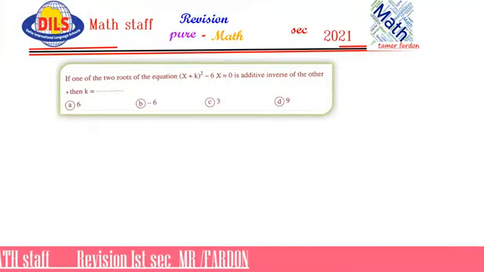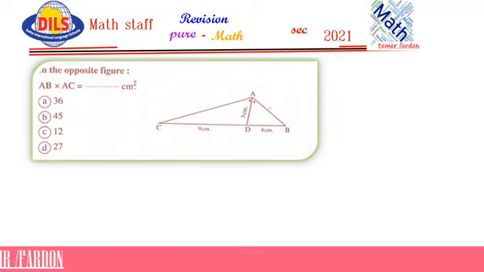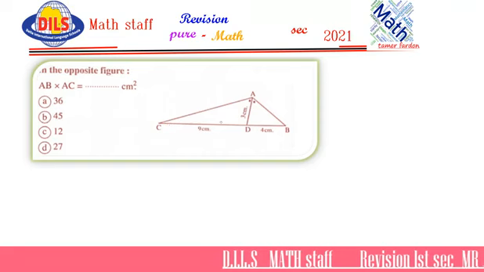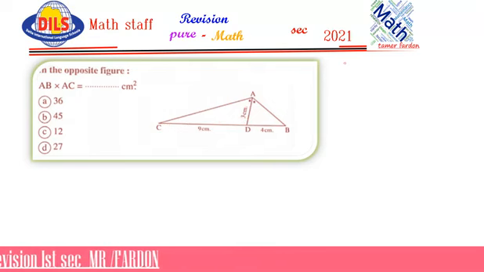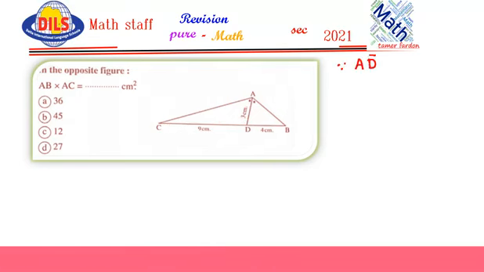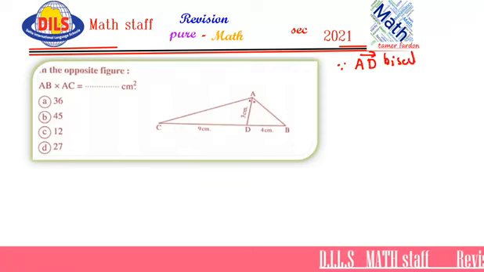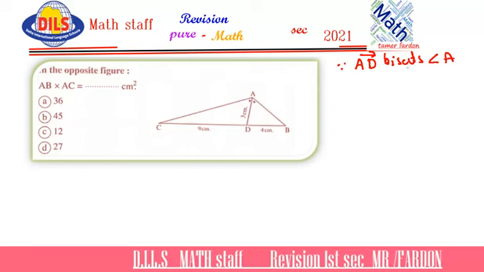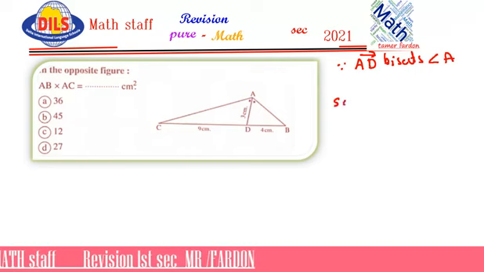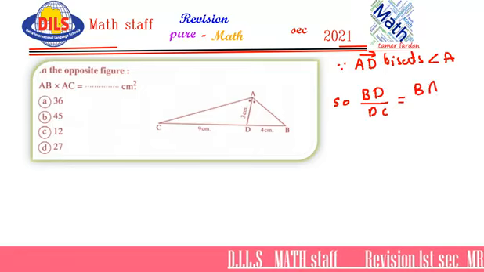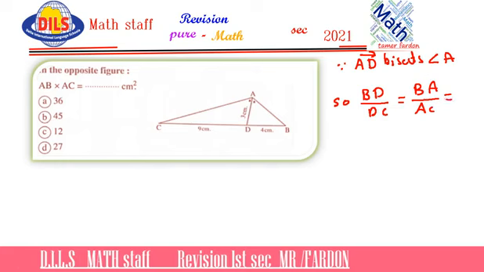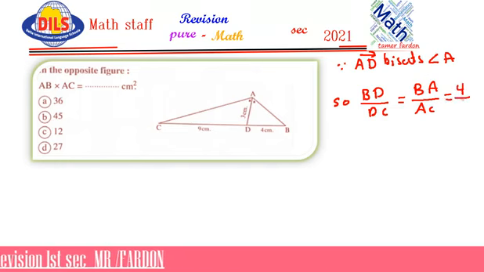The next, in the opposite figure, AB times AC equals. Here we have AD bisects angle A. Since AD bisects angle A, BD over DC equals BA over AC, which equals 4 over 9.